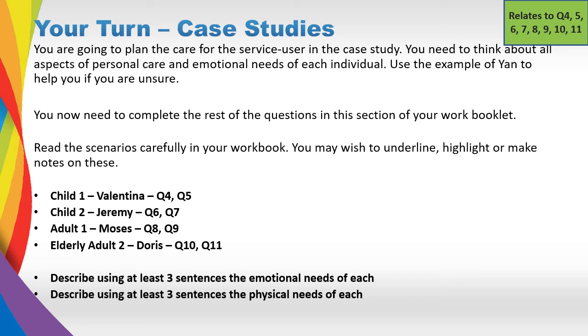So in the case studies, there are two children. Child 1, Valentina, which is question 4 and question 5. You've got child 2, Jeremy, which is question 6 and question 7. You've got an adult, who is called Moses, and that's question 8 and question 9. And then you have an elderly adult who is called Doris, and that is for question 10 and question 11.